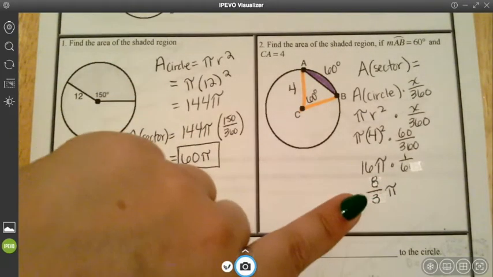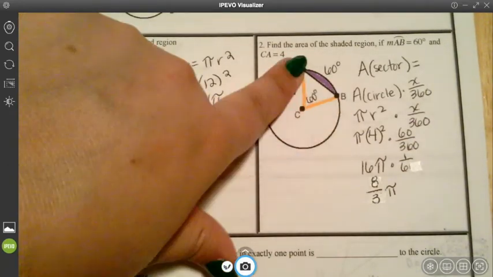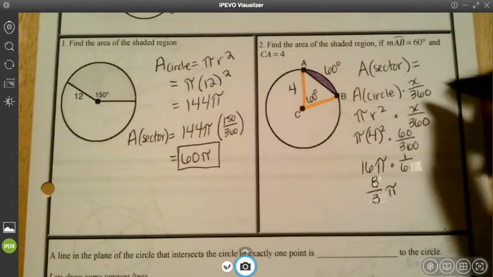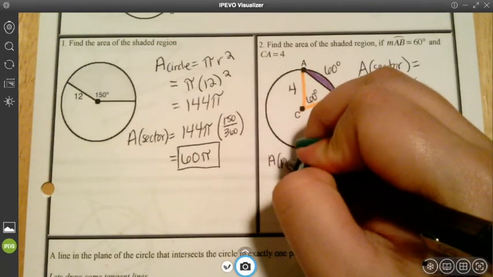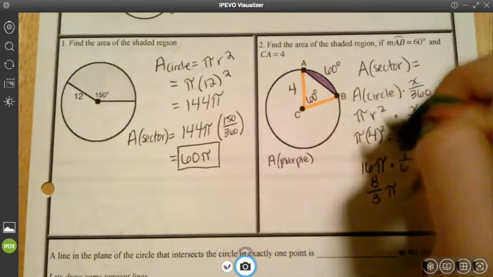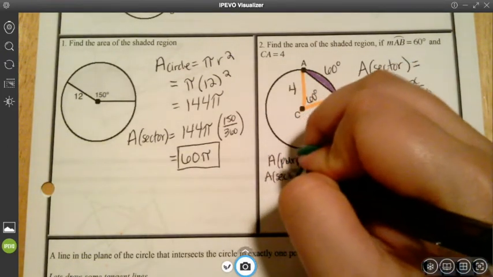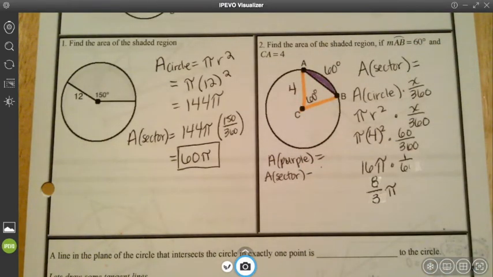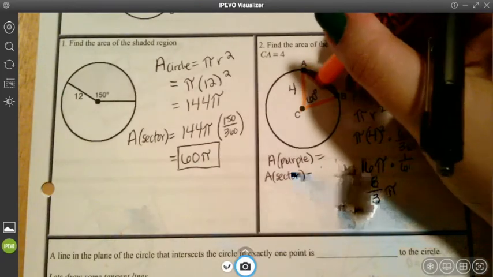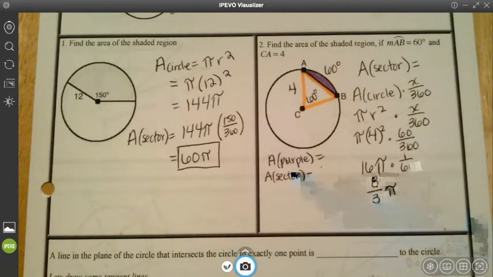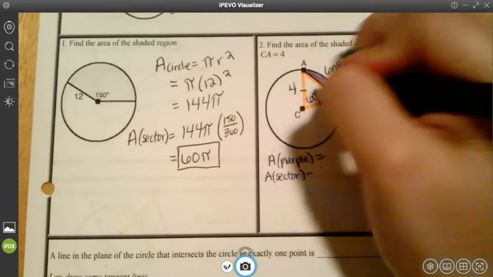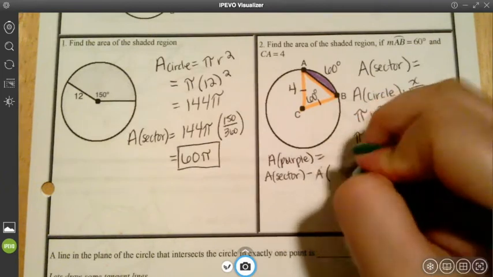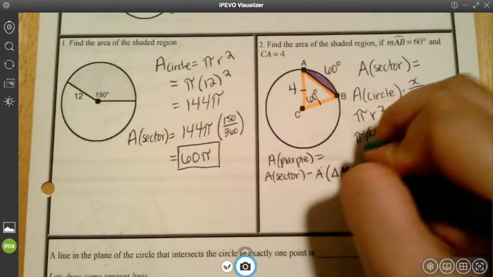Okay, now that's the whole slice of pie, the whole orange sector. We don't want the whole orange sector, we just want the purple part. So now I want to find the area of purple equals area of sector minus the orange part, which is actually a triangle. Notice this is an equilateral triangle here because this is isosceles and that's a 60-degree angle. And so we actually have area of triangle ABC that we need to subtract.